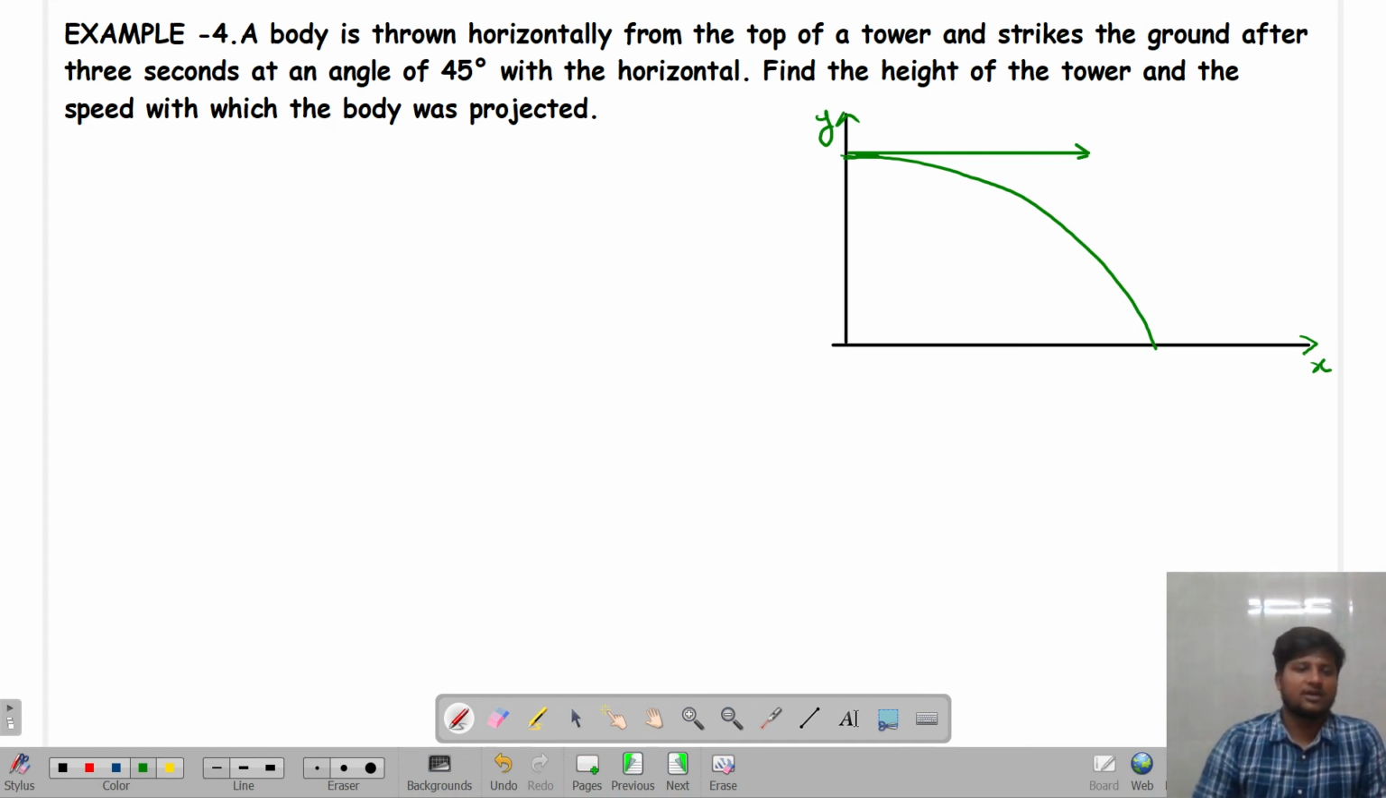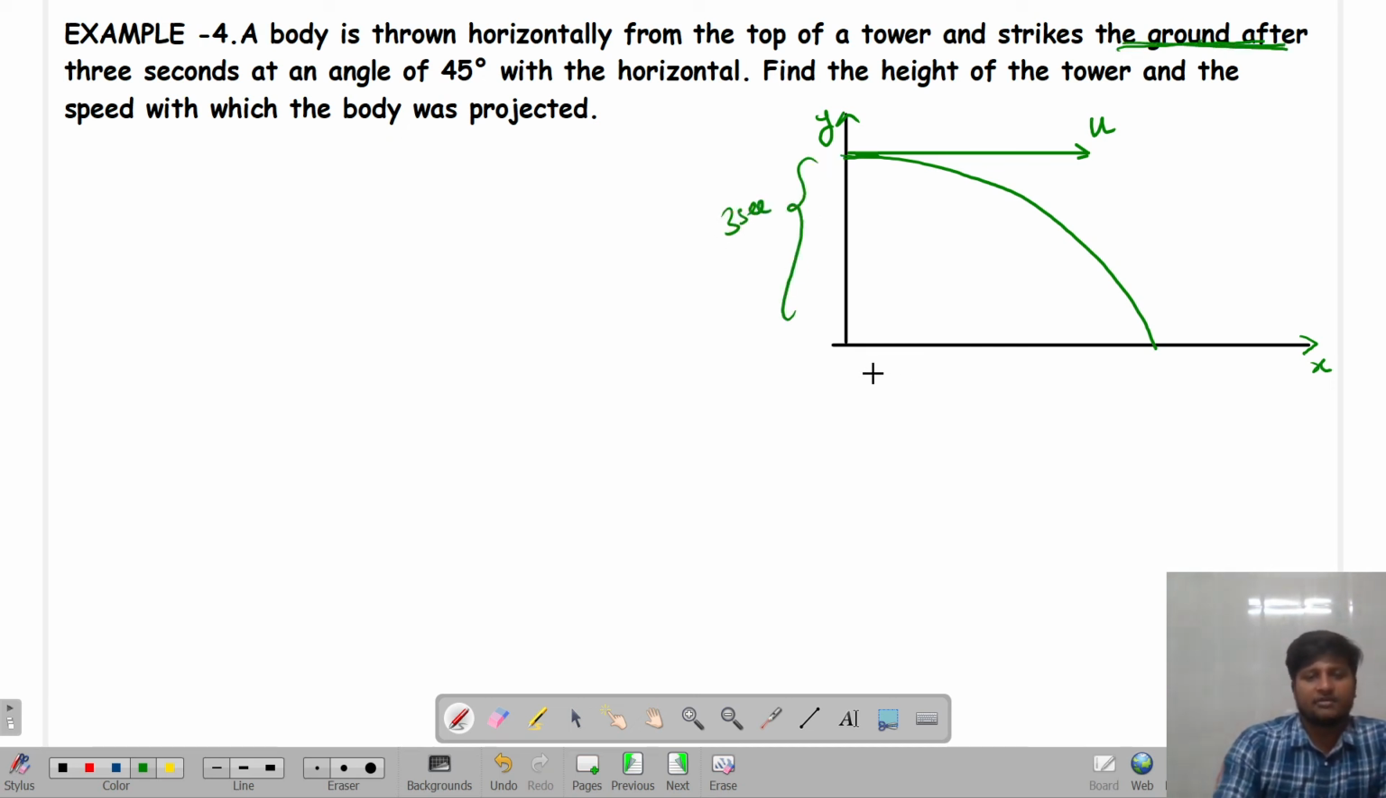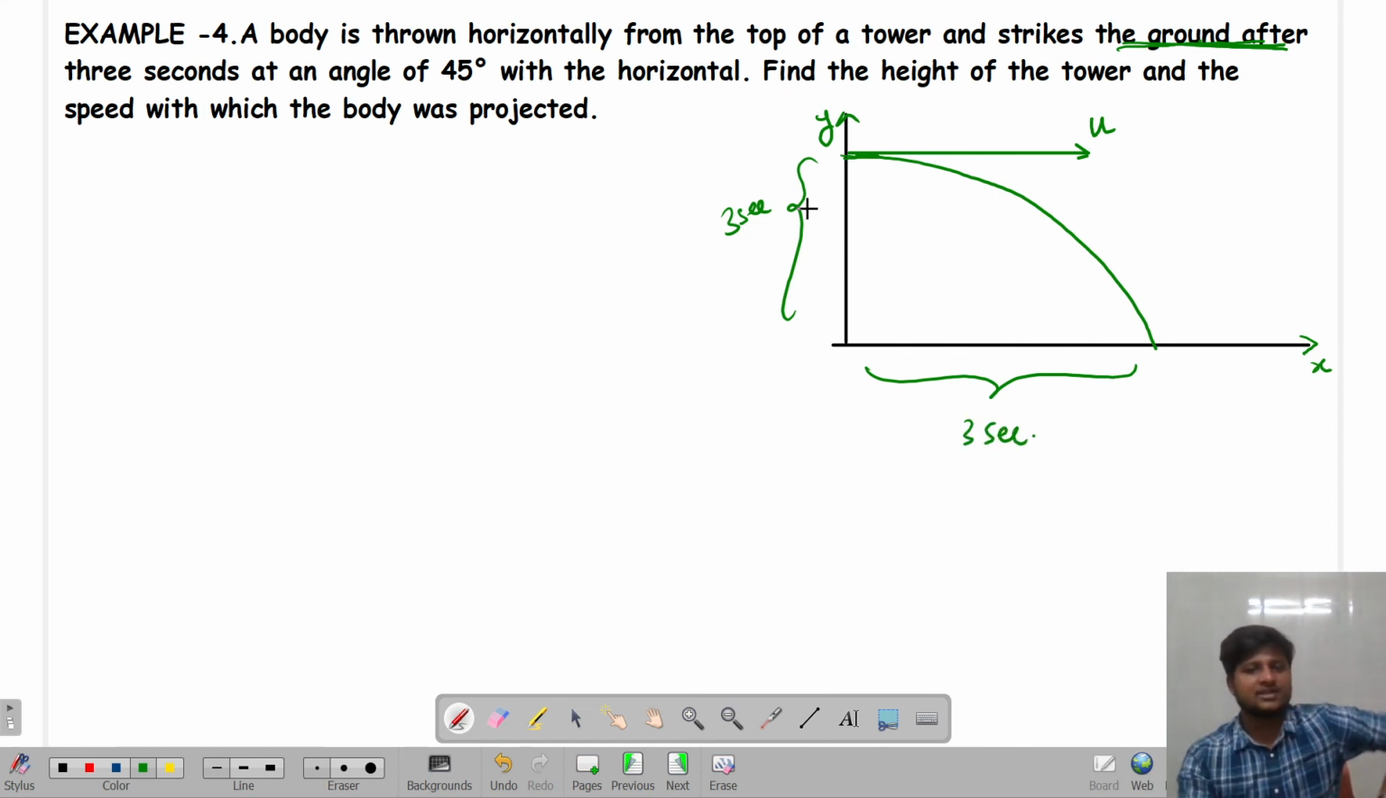Find the height of the tower and the speed with which the body was projected. Now look here. The particle is thrown horizontally from a height, so I throw this ball with horizontal initial speed u. After 3 seconds, meaning the time of flight is 3 seconds, the particle makes 45 degrees with the horizontal.